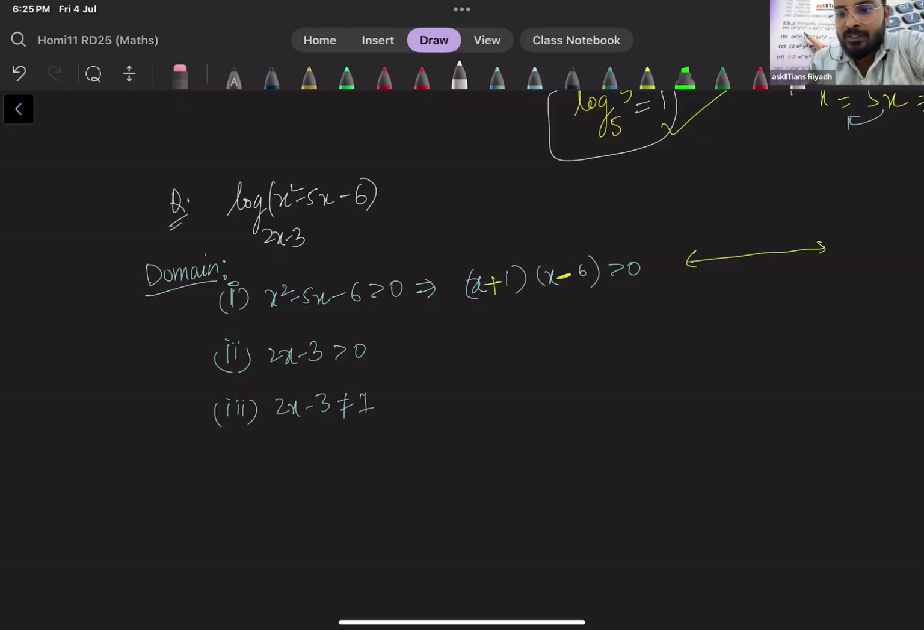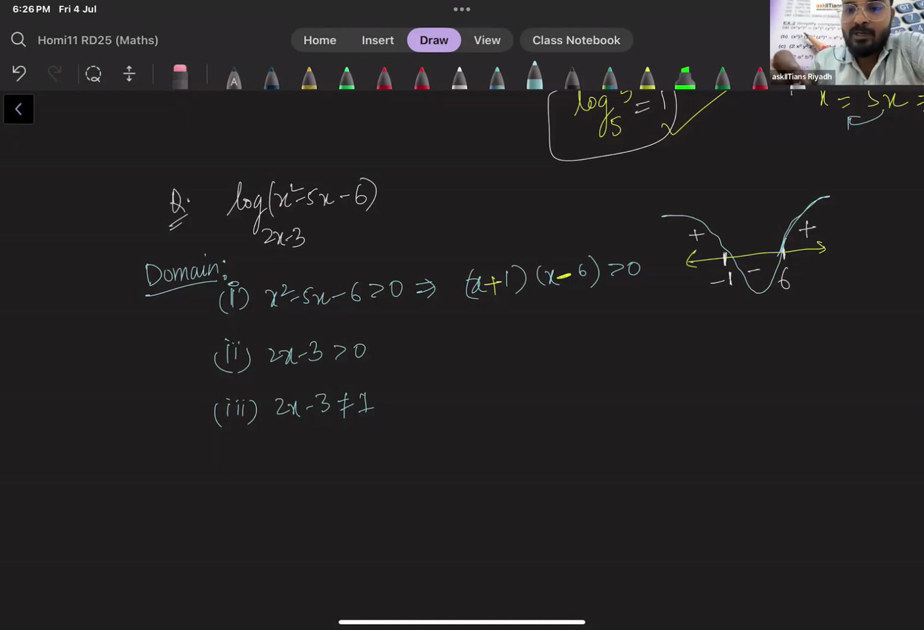Those who don't know, critical points here will be, for the first bracket it is -1. Keep it on the number line. For the second bracket it is 6 in ascending order. Put it on the number line. Now intervals are like plus, minus, and plus. So if you can see, the graph will be something like this.